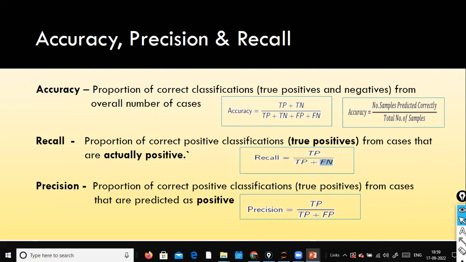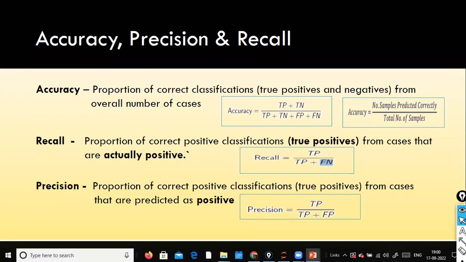What is accuracy? Accuracy is nothing but the number of samples predicted correctly over the total number of samples. If you remember the confusion matrix, true positive plus true negative divided by all the values. That is your accuracy. When can I use accuracy? When can I not use accuracy?